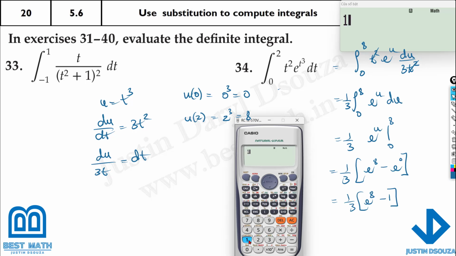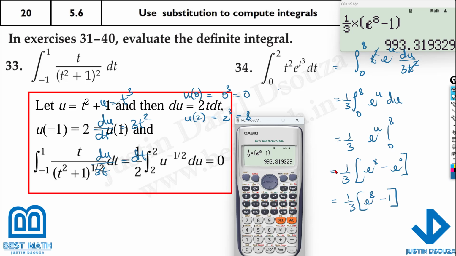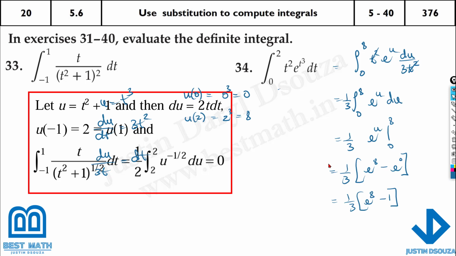So now what I will do is I'll just type it out. 1/3 multiplied with e, I can just press shift and ln. You get e to the power 8 minus 1, close the bracket. Reason is e to the power 0 is 1. It's 993.31, but let's see how they have solved it.